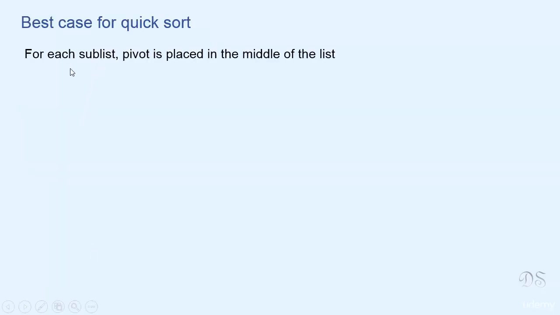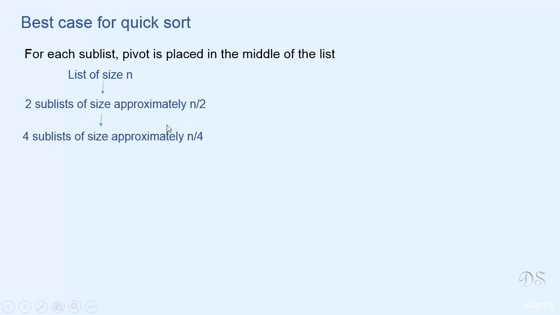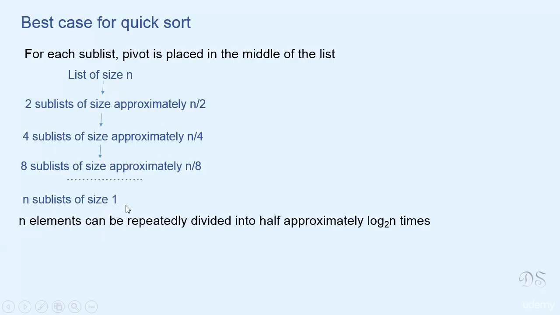Now, the best case for quicksort will be when, for each sublist, the pivot is placed in the middle of the list. That means each sublist is divided into two almost equal sublists. Now, if we have a list of size n, then it will be divided into two sublists of size approximately n/2, which will be divided into four sublists of size approximately n/4, and this will go on till we get n sublists of size 1.